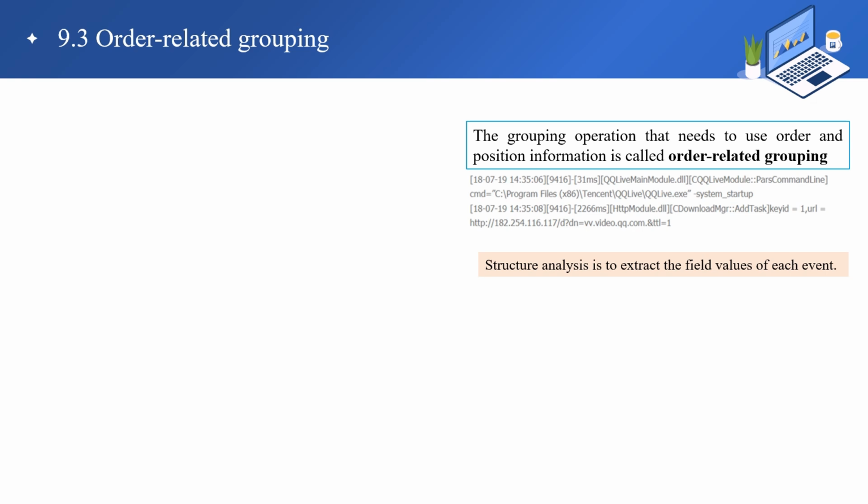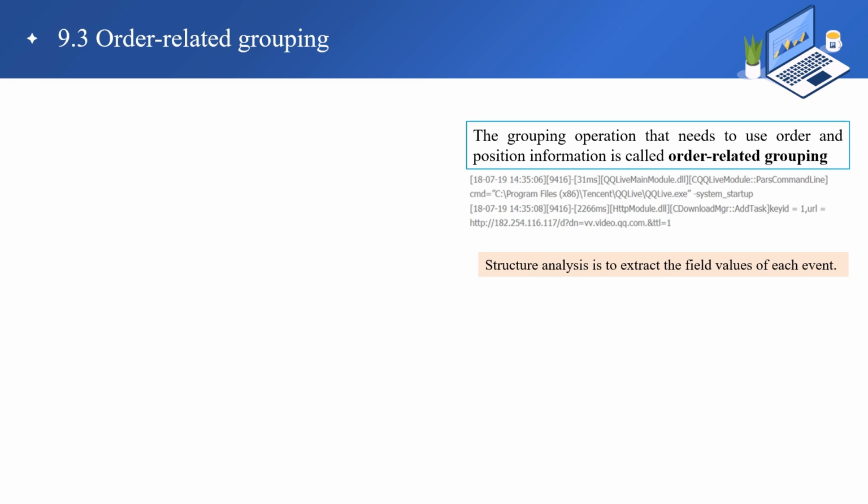Some text files are not in very neat text or CSV format, but have regular text strings, in which there will be structured data which needs to be parsed by programming if it needs to be reused, such as the text in the figure. Generally speaking, a batch of events will be described in a log, and each event will occupy several lines of text. Structure analysis is to extract the field values of each event. Using order-related grouping, these log texts can be easily divided into small segments with events as units.